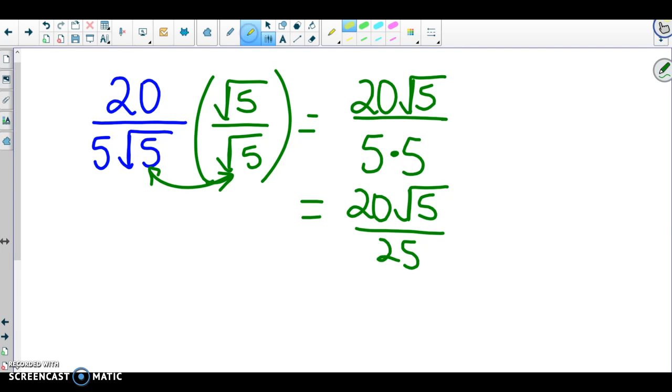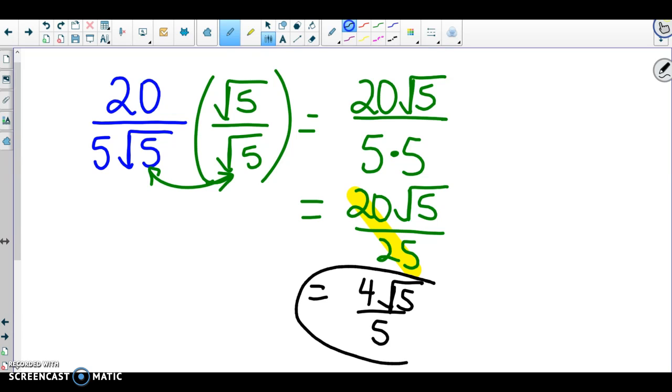Well, if I take a look, whoopsie, that wasn't supposed to happen. Okay, if I take a look, 20 over 25 can be simplified. They're both divisible by 5, so it would be 4 and the 5, and we still have this root 5 here, because I just simplified the 20 over 25. So my answer would be that right there.